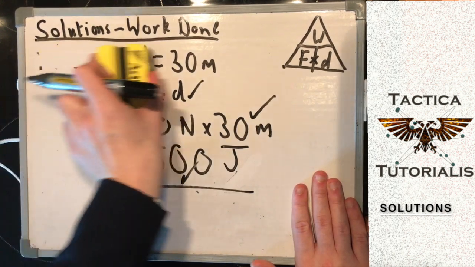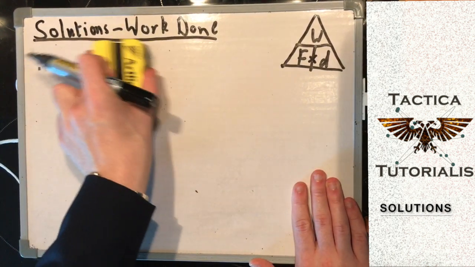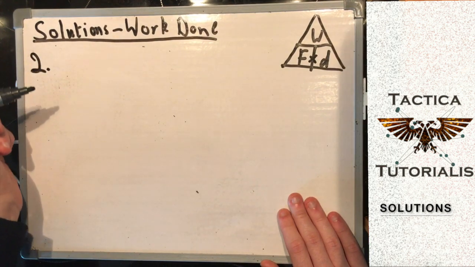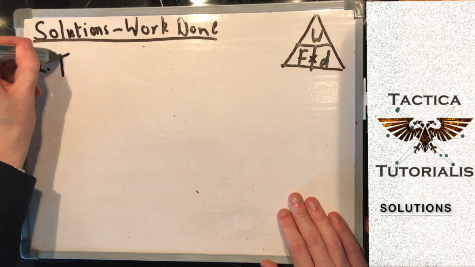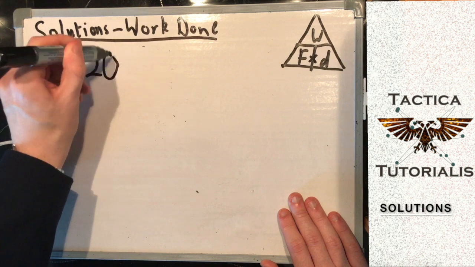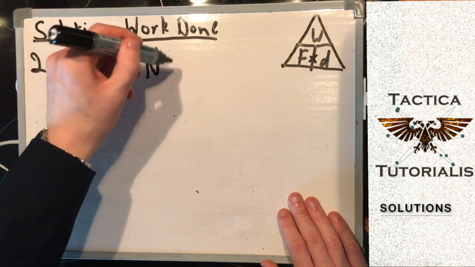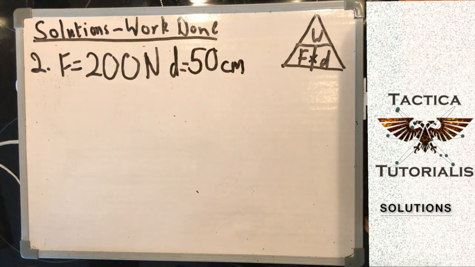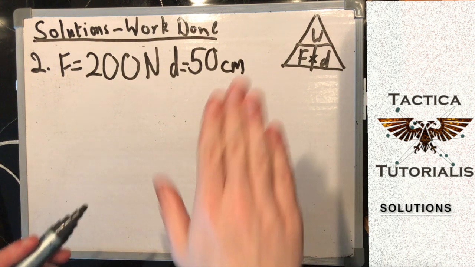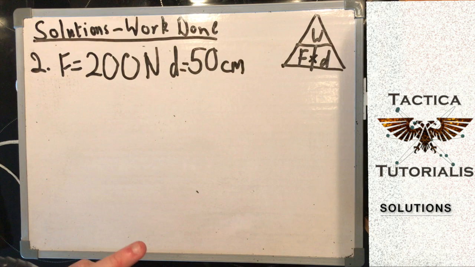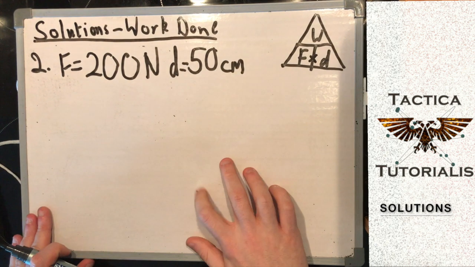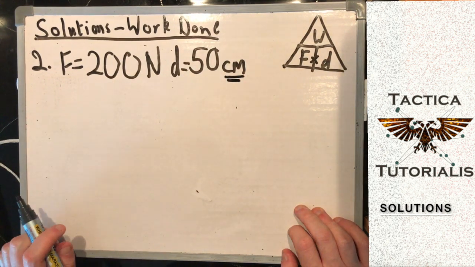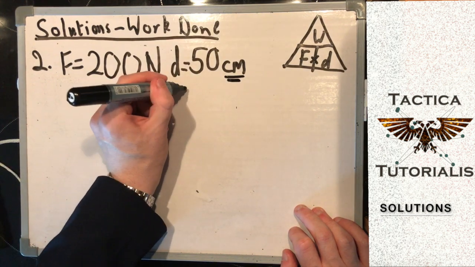Now, the second question is where things got a little bit more complicated. So this time, question 2, you had a force of 200 newtons and the distance was 50 centimeters. Now, you might think, okay, so I just need to use that formula, do 200 times 50 and I'm good, right? Not quite. Easy mistake to make, and I understand if you did do it, but you need to notice your distance at the moment is in centimeters, and that needs to be changed into meters.